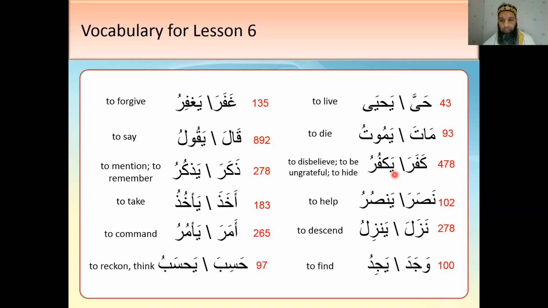Nasara yansuru means to help. That's where you get the Ansar from. Who are the Ansar? They're the people who helped the Prophet ﷺ. They were the Ansar from Nasara. Nasara means to help. They were the helpers, Ansar. Nasir, Nasir, Mansur, they all come from Nasara.